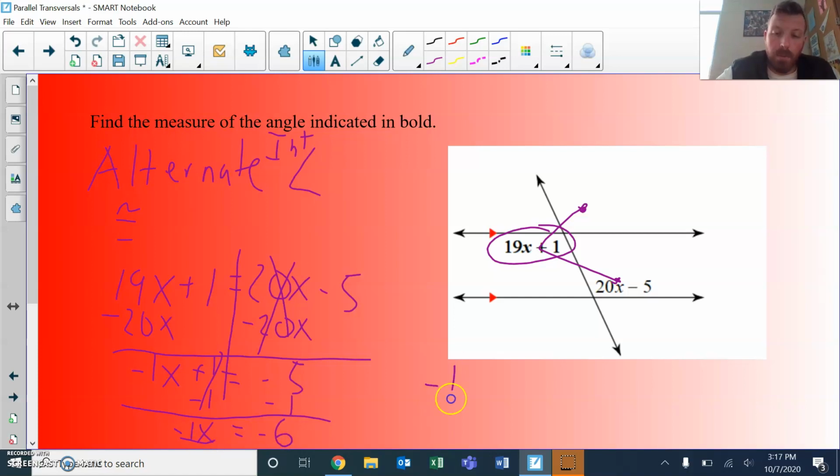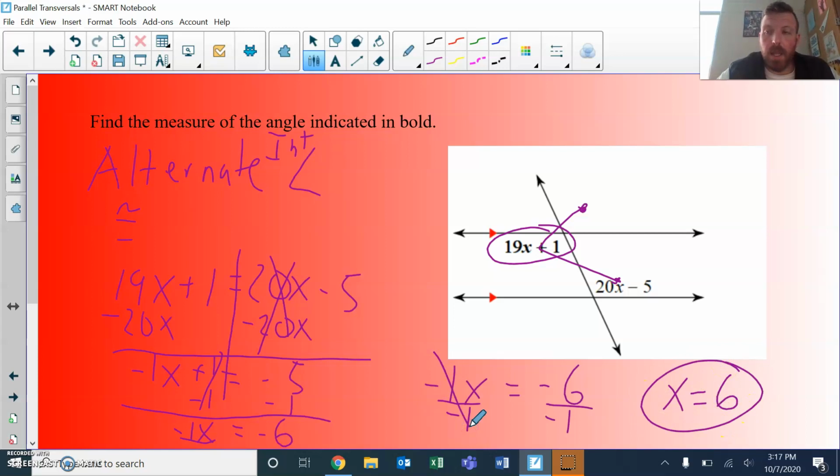Ran out of room there. I'm going to go ahead and put it over here. Negative 1x equals negative 6. We're going to divide by negative 1, which gives us x being positive 6. All right? Now, I'm not done yet, and a lot of times when you see multiple choice questions, they'll give you that as an answer because they're trying to trick you.